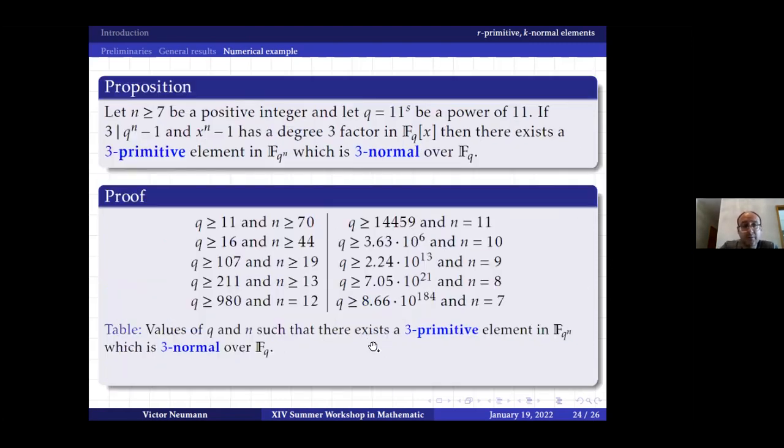So the final result is what we say in this proposition. For n greater or equal than 7, for q a power of 11, if 3 divides q to the n minus 1, and if x to the n minus 1 has a factor of degree 3, then there always exist 3 primitive, 3 normal elements.